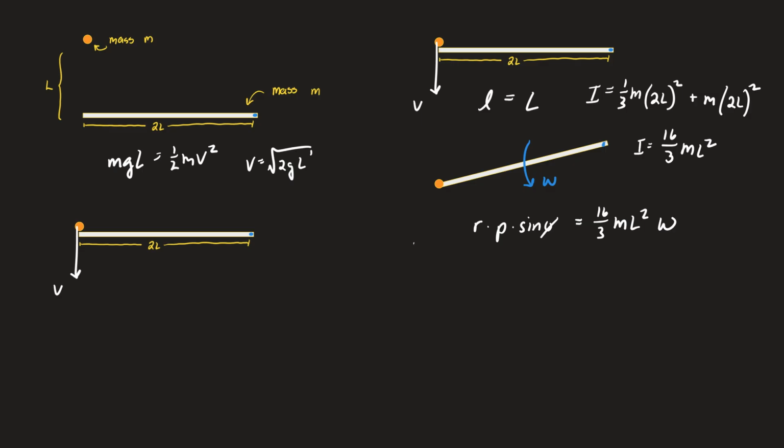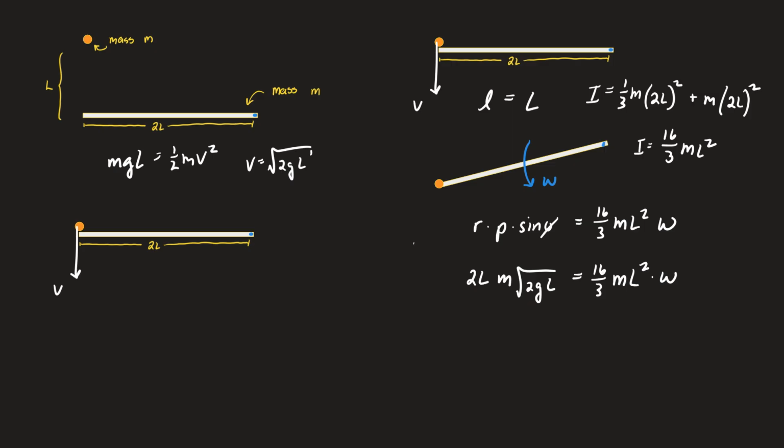This is just going to be 2L, because that's where the ball strikes the rod, times m, the mass of the ball, times its velocity, the square root of 2gL, times the sine of 90. Nothing special about that. You could, I guess, square the L and put it in the radical, but that doesn't really save you anything because we got L's on the other side. So 16/3 mL squared times omega. There's nothing pretty about this, but it's just the way it's got to be.